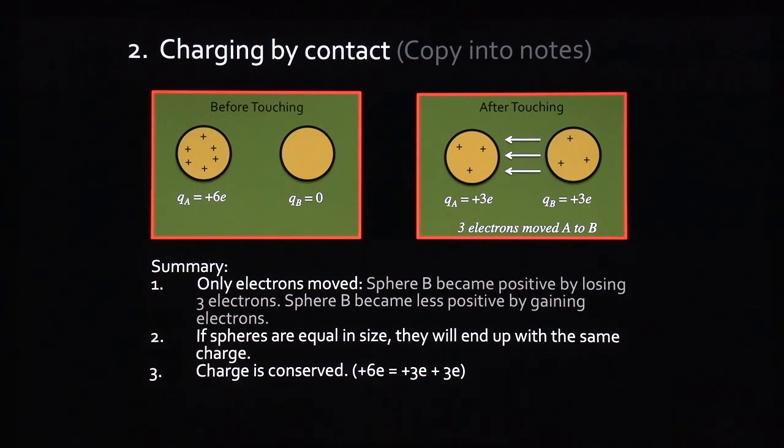If the spheres are equal in size, they will end up with the same amount of charge, 3 and 3. And charge is conserved, as you could see from this little equation that I did right there. So I'll create a pause to allow you to copy this down.